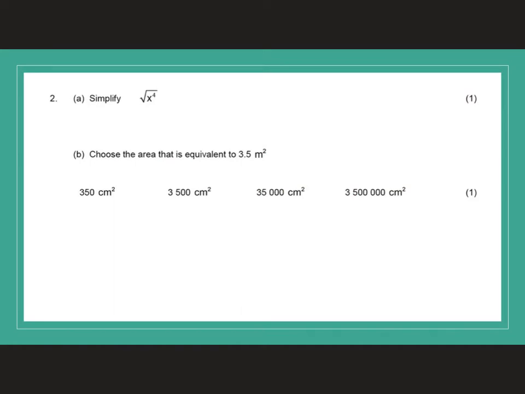Question 2, part A, some indices work here. We're going to simplify this, so it's x to the 4, but instead of writing square root, I'm going to write power half. Now, we know that when we raise a term, which is already raised to a power, to another power, we need to multiply the powers. This is the rule: x to the power a, all to the power b is x to the ab. So this becomes x squared.